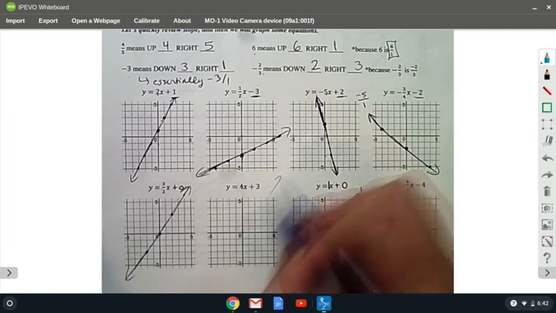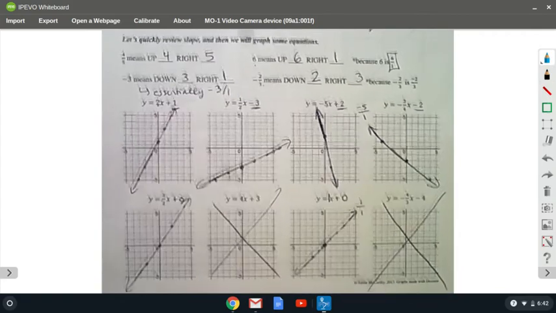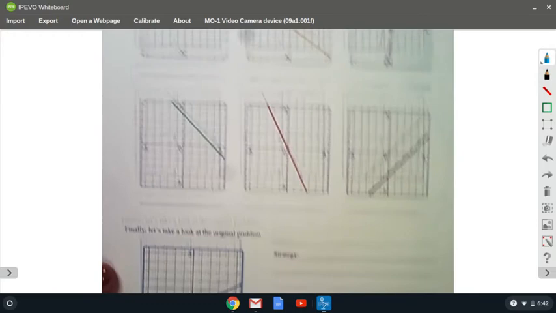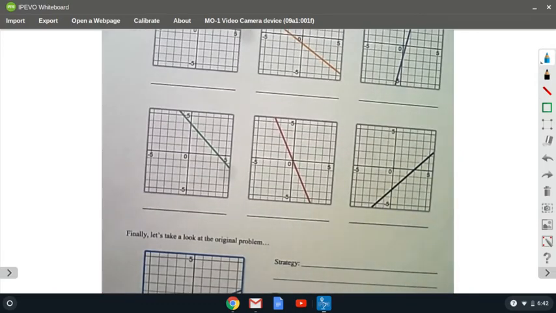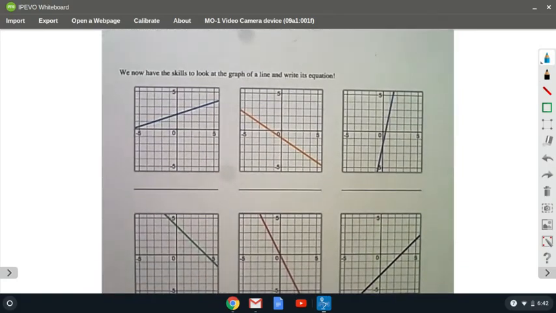Okay. I'm going to skip these two just for the sake of time. But those were a lot of examples. Now, the last page here is asking you to write your own equations for these lines. So you just have to identify what the y-intercept is and what the slope is.